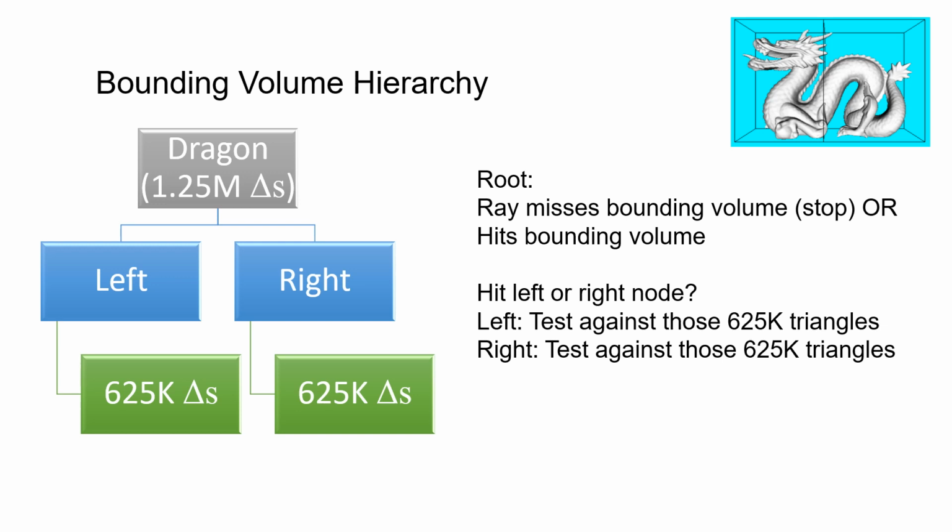So here is the overall algorithm. For each ray, we first of all test it against the root. Either the ray will miss that root bounding volume, and we stop and give it a background color, or it will hit the bounding volume. Now we test it against the blue nodes, the left or the right. Has it hit either the left or the right node? If it hits the left node, we then test against the left-hand side of the model, the 625,000 triangles there, and if it hits the right, we test against those 625,000 triangles.